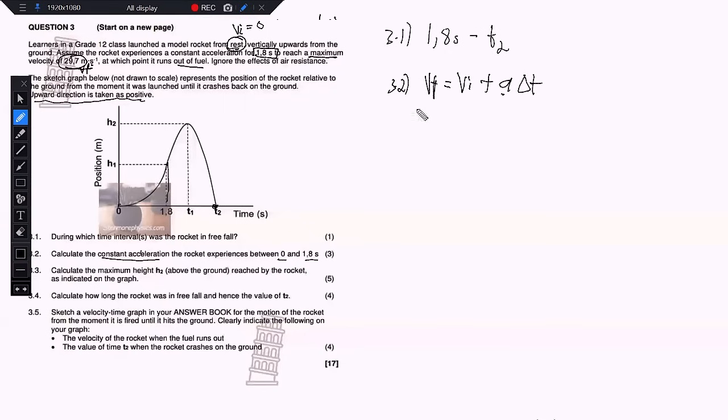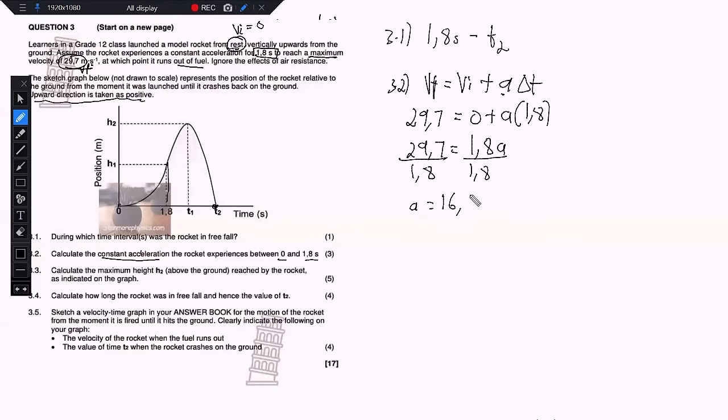V final is 29.7, and that equals 0 plus a, and our delta t is 1.8. Then at this point you only need to say 29.7 equals 1.8a, divide both sides by 1.8. Then your acceleration is just what? 16.50 meters per second squared, because it's acceleration. And then to which direction? Up. So upwards. Right, so for 3 marks: formula, substitution and the correct answer.